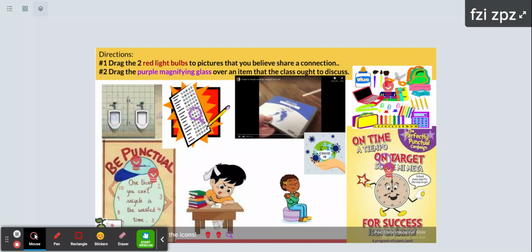Very good. And Mr. Cow, do you want to elaborate on your responses? Yeah, so I'm undecided about the magnifying glass, but I at least got the two light bulbs. I put the be punctual, and I put a light bulb over the icon in the upper right hand corner with the blue, the backpack, because you not only want to make sure that you're punctual, but that you show up to class with what you need, like pencils, your notebooks, or your Chromebook. Very good. Otherwise, you can't do anything.